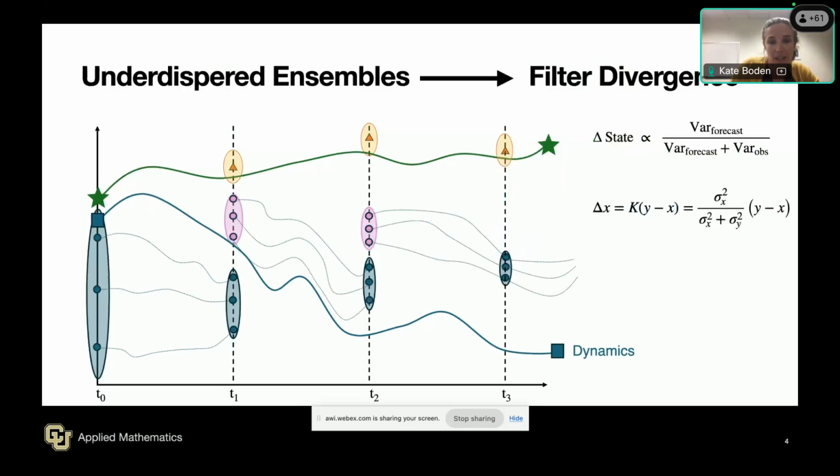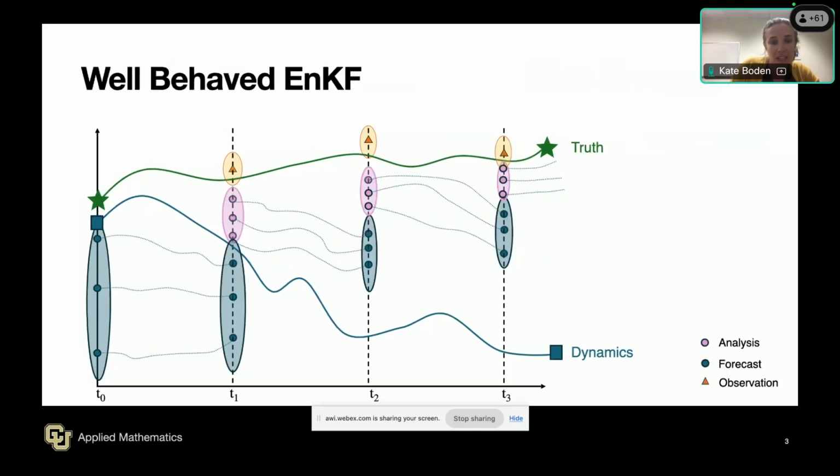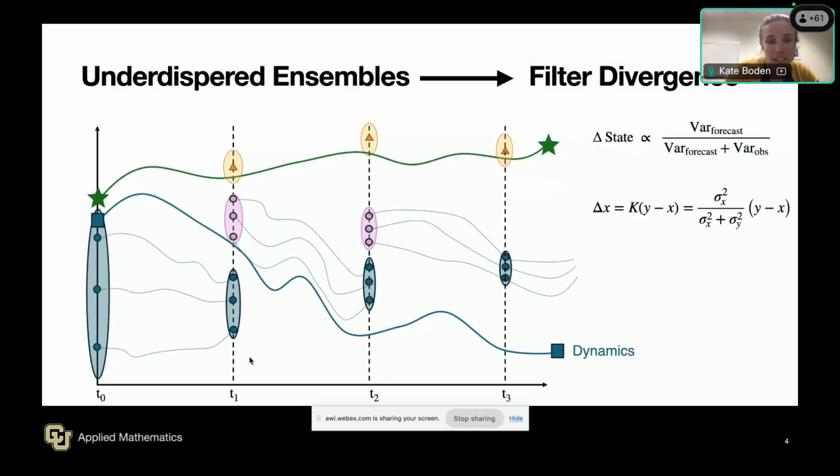If I move forward here, though, to an underdispersed ensemble, and I'm actually going to move back and forth quickly here. Hopefully what you're seeing is the reduction in the spread in the forecast. So the forecast in blue here is a lot smaller in the underdispersed case. And then what this can lead to is by time t3, we're no longer even updating our ensemble, even though a good observation is being made available to us.